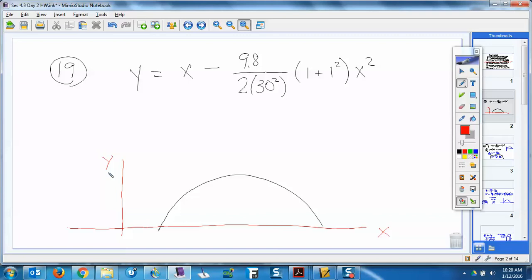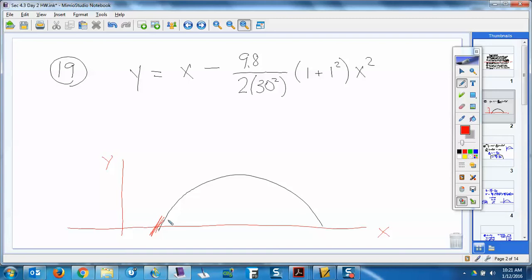So we have the path of the football. Then they gave you a bunch of numbers to plug in, like 9.8 for gravity, 30 for the initial velocity, and 1 for the m. What was the m? The slope. So in other words, the ball was kicked. The y equals mx part, they're just saying the ball is going to be kicked with an initial angle of 45 degrees. The slope of 1 would be 45 degrees.